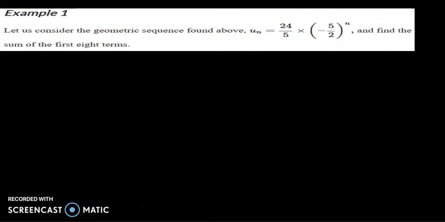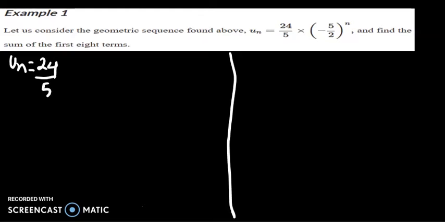As usual, draw the first line. I like drawing lines for maths. So let us consider the geometric sequence found above: Un is equal to 24 divided by 5 times bracket minus 5 over 2 to the power n. It helps to write the equation first. It will help you focus more.